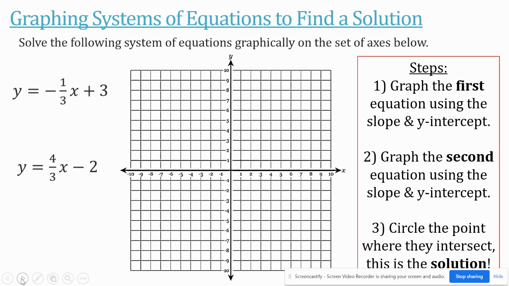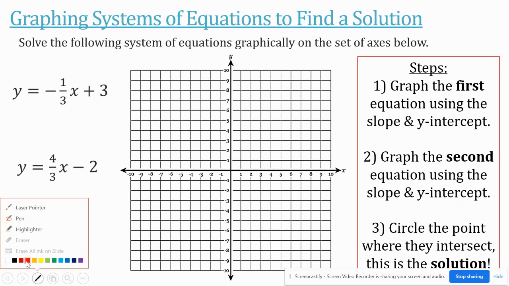Okay, so let's practice. Here we're graphing systems of equations to find a solution. It says solve the following system of equations graphically on the set of axes below. We have y = -1/3 x + 3 and y = 4/3 x - 2. So here are our steps. The first thing we want to do is graph the first equation using the slope and y-intercept. So do one equation at a time. Let's focus on this equation here.